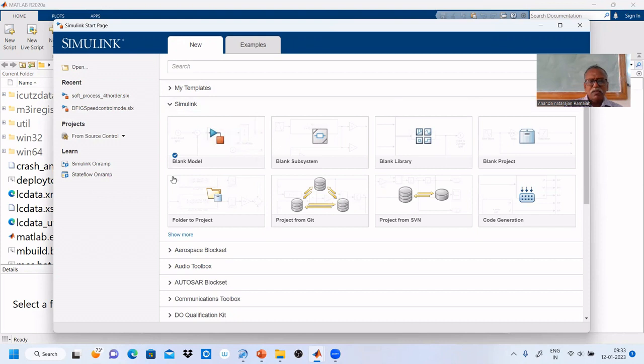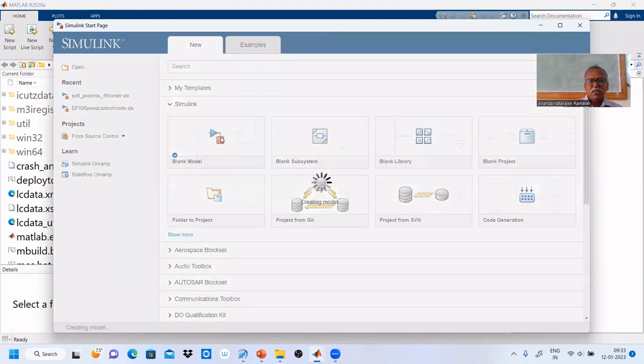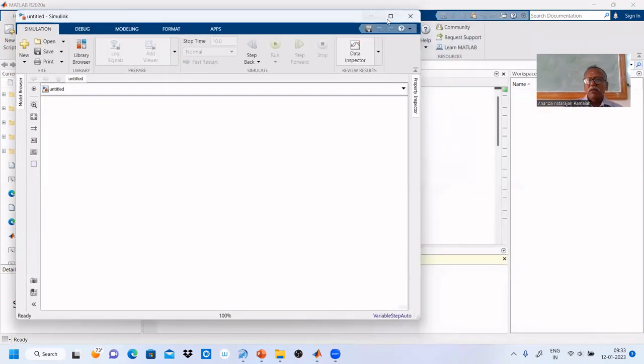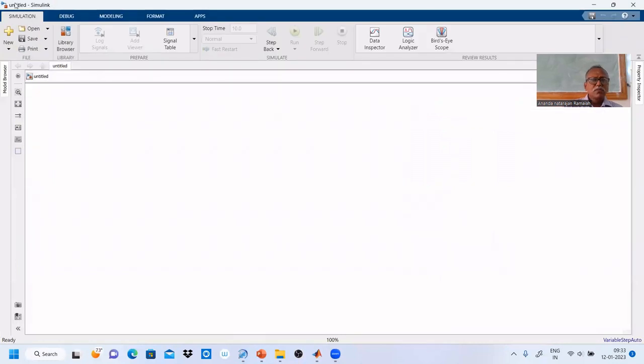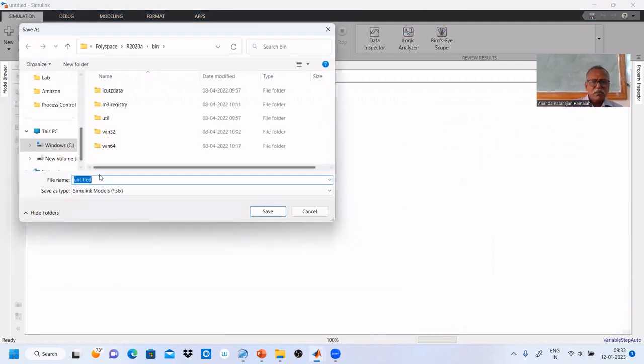For Simulink, you have to select a blank model. This is the blank model that you have to select. You get one blank model. You have to save that and give a name for it. Let us give the name soft process or fourth order. We are going to simulate a fourth order process.